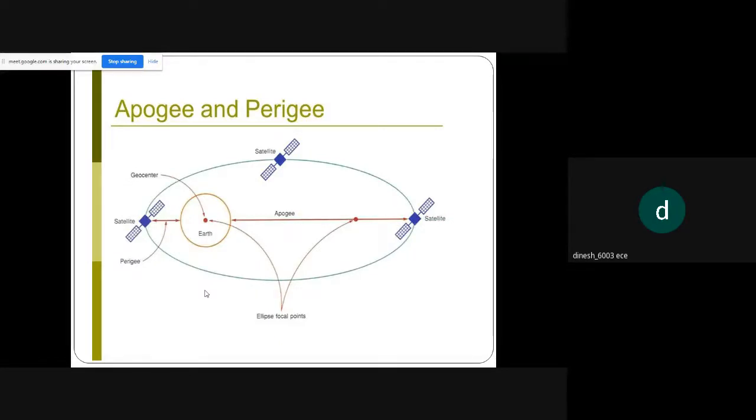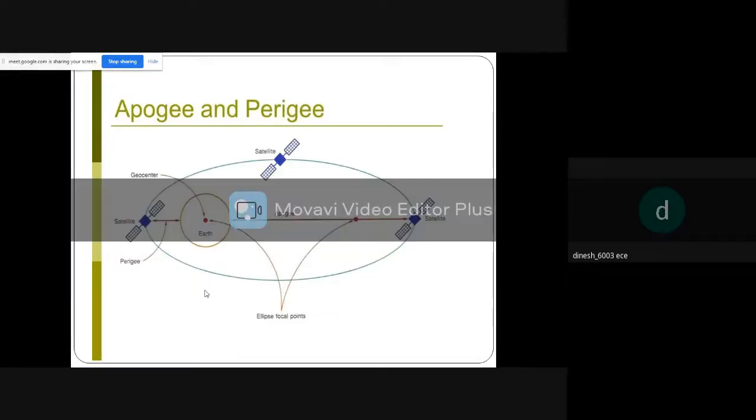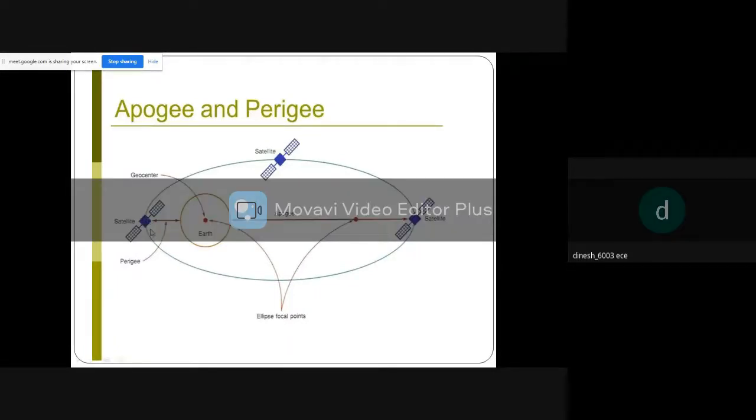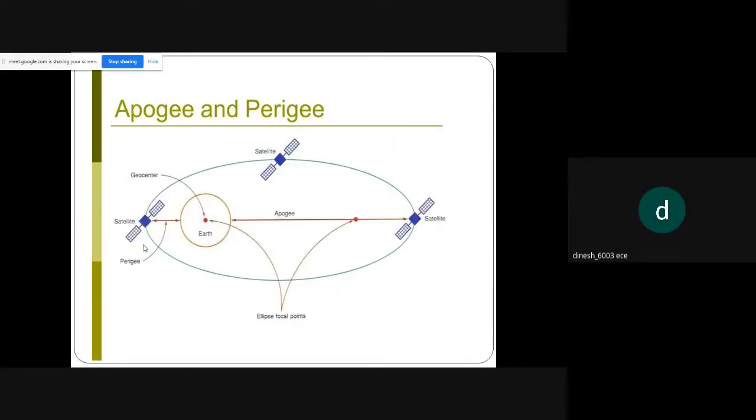So when a satellite takes an elliptical fashion revolving around the Earth, it will have two different points. One is the satellite being present nearest or closest to the Earth, which is mentioned here. I can show you it in the left side diagram. So the satellite is present very close to the Earth. So this distance, or the nearest distance from the Earth's surface to the satellite, is called perigee, as shown in the diagram.